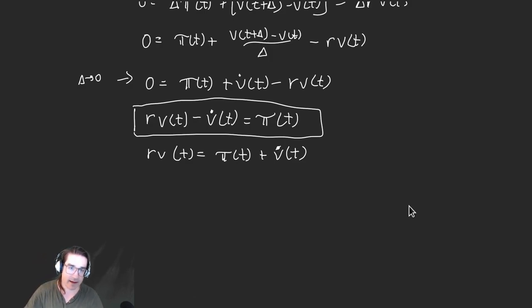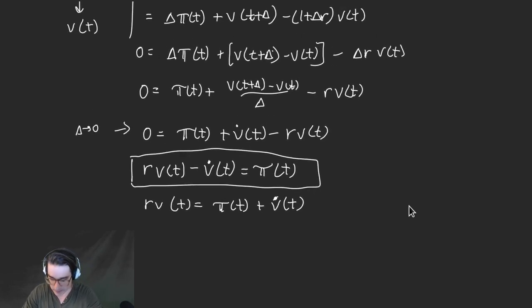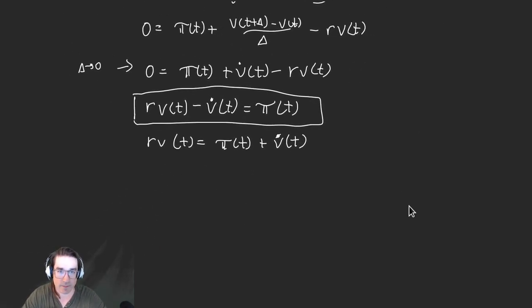So that's that, and at this point we don't need to assume anything. But what we are going to do is transform this into a slightly more convenient form. So in general, I'm going to drop the t dependence, but it's still possible that things are varying with t. I'll just write rV minus V dot is equal to pi. That's the end result of this whole value side quest, which is that we can find an equation for the value.